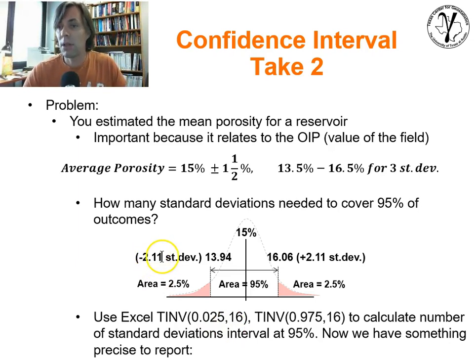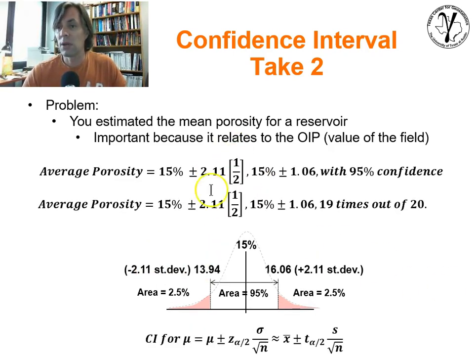And that's what we can apply to the standard error, which was 0.5%. And the result is now we have our t-score times 0.5%. And so now we have 15% porosity, average porosity for our reservoir, plus or minus 1.6% porosity with a 95% confidence. We could also say 19 times out of 20.